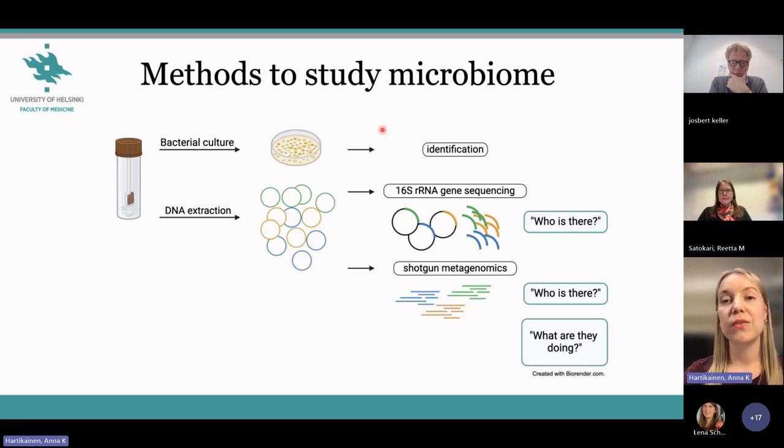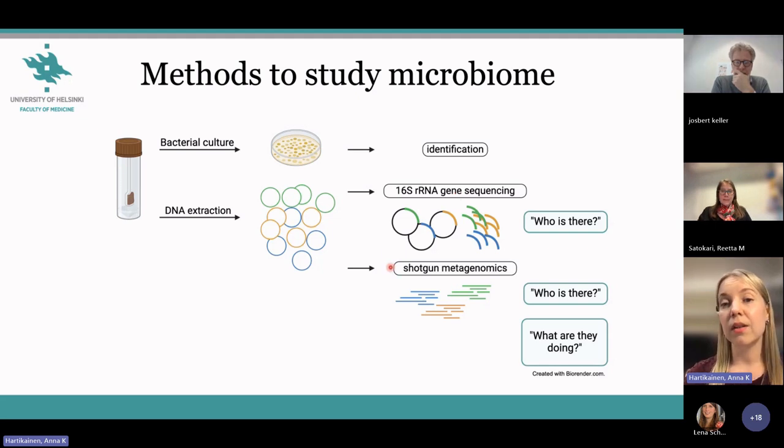And here are 2 different sequencing methods that are commonly used. The first one is 16S rRNA gene sequencing, where one gene is amplified, and that is used to make the identification. Basically this method can answer the question of which bacteria are in the sample.